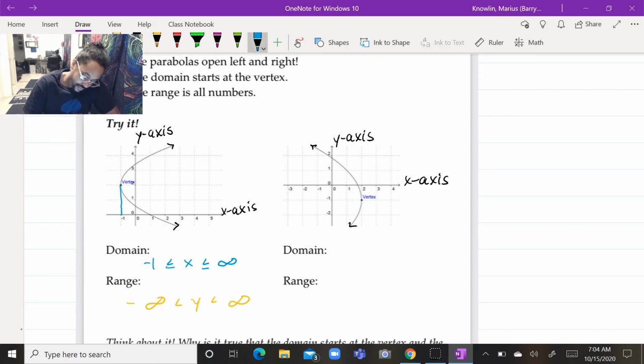All right. Now the domain for the second one, once again, is the furthest point either to the left or to the right. Well, furthest to the left is negative infinity, and it goes all the way to positive 2. So this would be negative infinity less than or equal to x, less than or equal to positive 2. In the range, they already told us that it's all real numbers. So negative infinity to positive infinity.